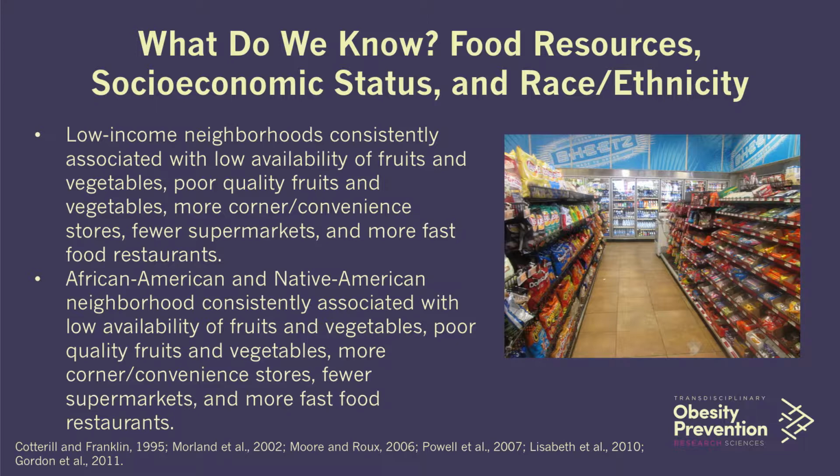Other studies have also shown that as compared to predominantly white communities, predominantly African American as well as Native American communities also have a lower availability of fresh fruits and vegetables, a greater prevalence of poor quality fruits and vegetables, and then higher availability of things like corner and convenience stores and energy dense food options.